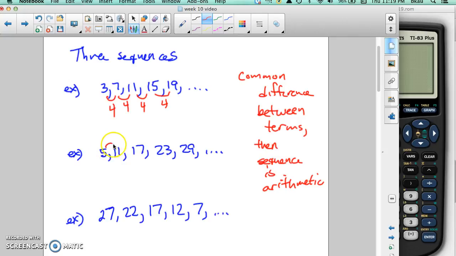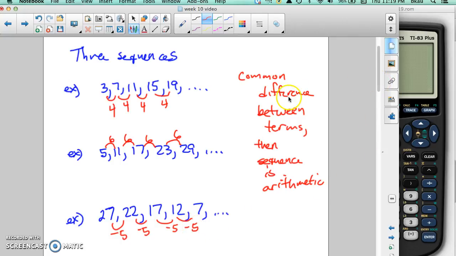This one looks like its common difference is 6, as we go up by 6 each time. The common difference here is -5. So all of these are arithmetic because they have a common difference.